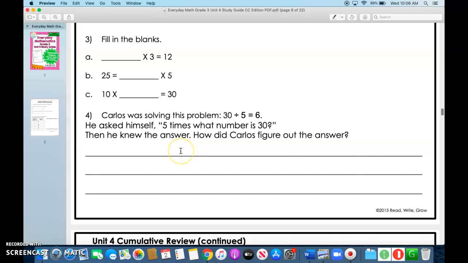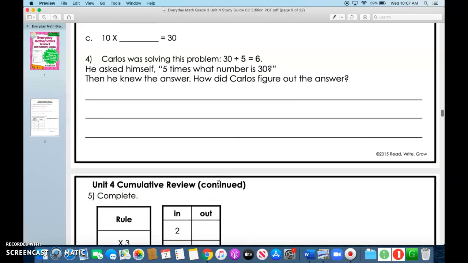Then number 4, Carlos was solving this problem. 30 divided by 5 equals 6. He asked himself, 5 times what number is 30? Then he knew the answer. How did he figure out his answer? You already figured out the answer. You just have to say how did he figure that out? What did he do to figure out the answer to this problem?